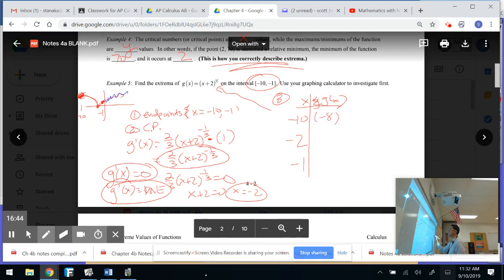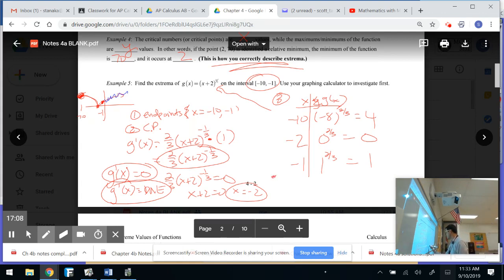You plug a negative 10 into that original right there. You end up getting negative 8 to the 2/3. We've done this in class. The cube root of that's negative 2. That'd be 4. Right, class? You plug a negative 2 up there in the original, you get 0 to the 2/3, which is 0. You plug a negative 1 in there, you get 1 to the 2/3, and you get 1. And guess what? The best thing about that is it answers all my questions. Okay, class?